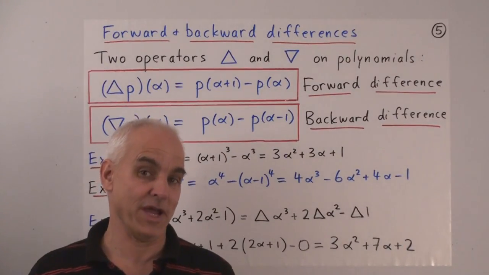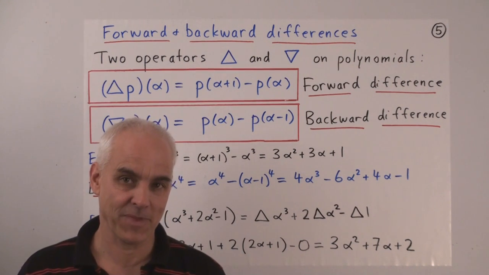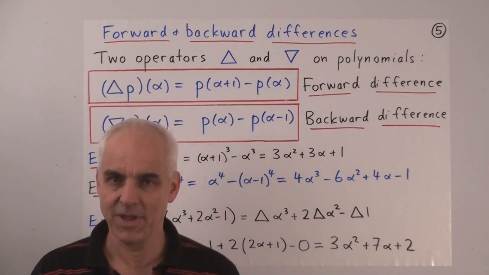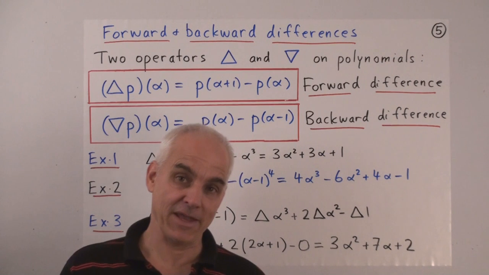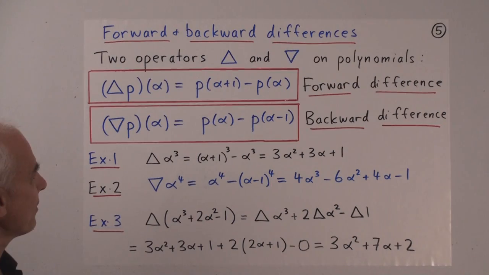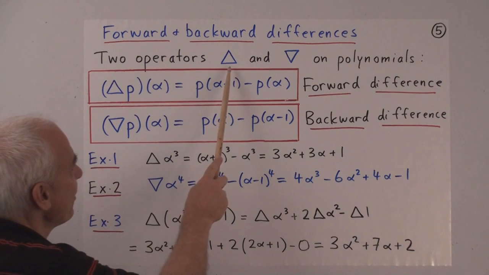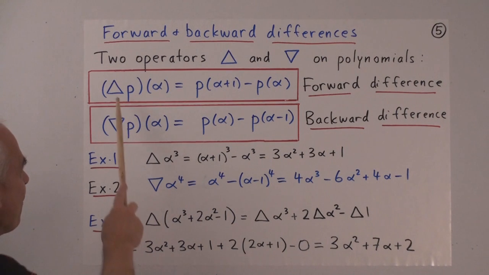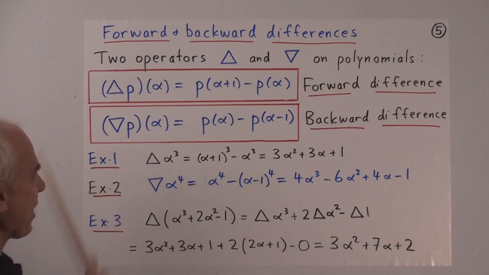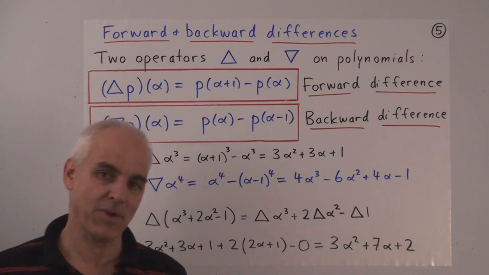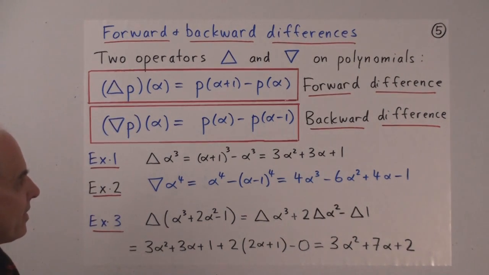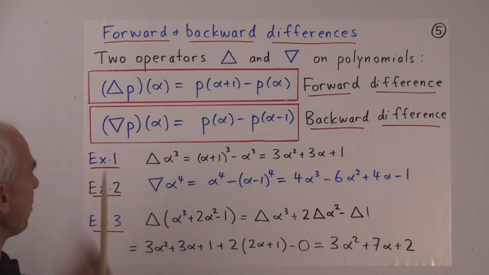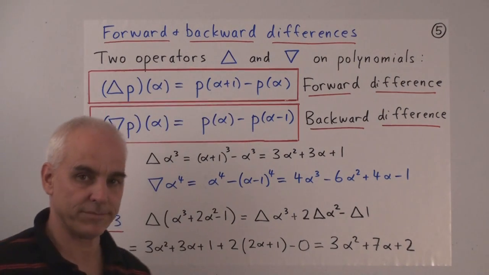There are actually 2 different ways of working out these differences. And so mathematicians have devised 2 different so-called operators, which take a sequence and calculate the successive differences. The 2 operators are this triangle here and this upside down triangle. There are symbols for them, and they're called the forward difference operator and the backwards difference operator. So let's see what these things do. These are operators on polynomials. So they're something that input a polynomial p and output another polynomial.